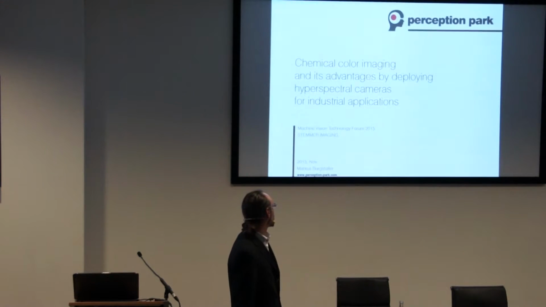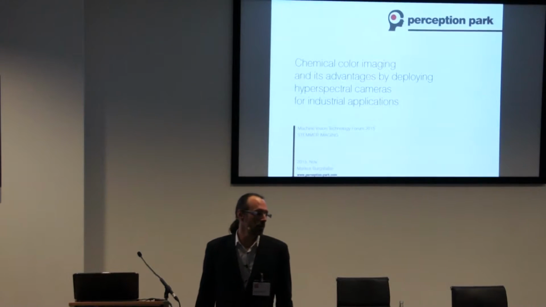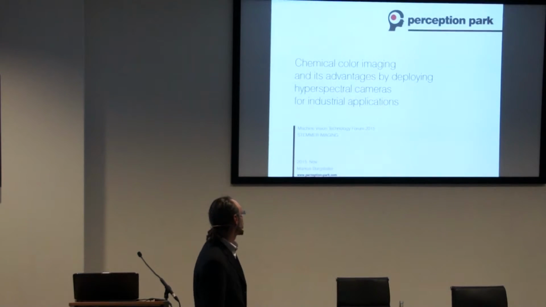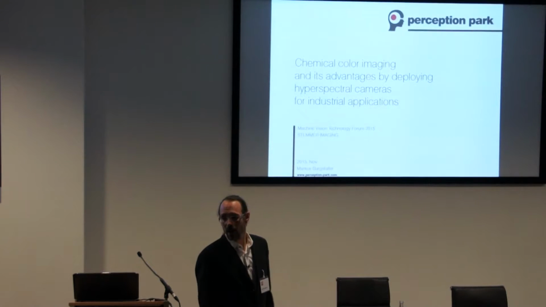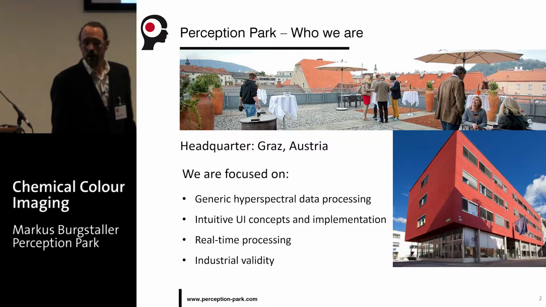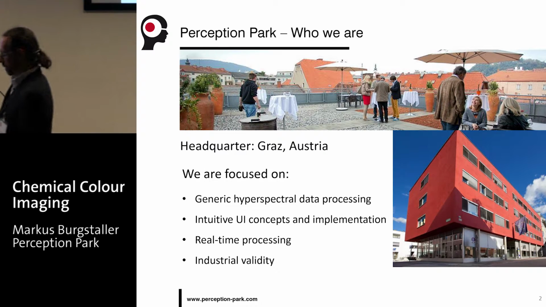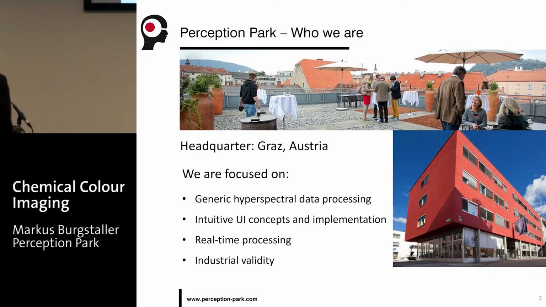Today we want to talk a little bit about chemical color imaging and the industrial usage of that technology. Overall, it is hyperspectral imaging based. We are located in Graz, that's in Austria. We are really focused on hyperspectral imaging data processing and only hyperspectral imaging data processing.